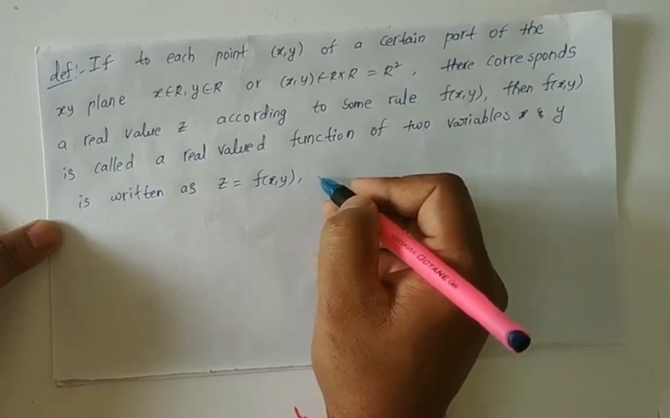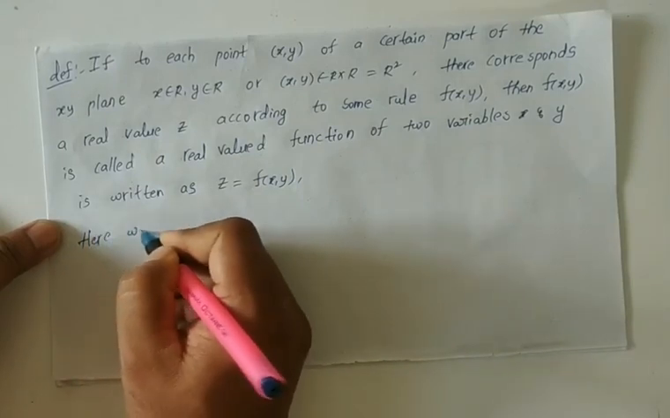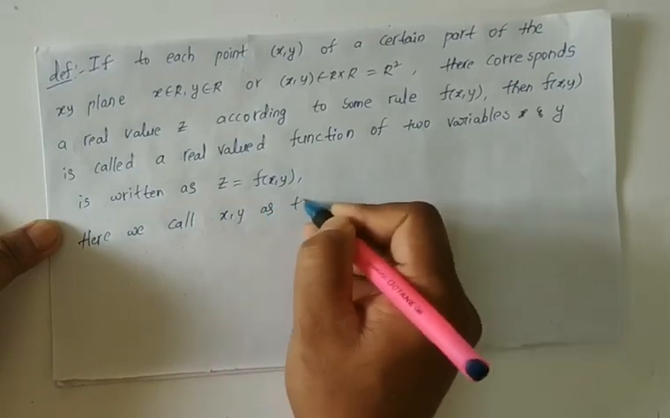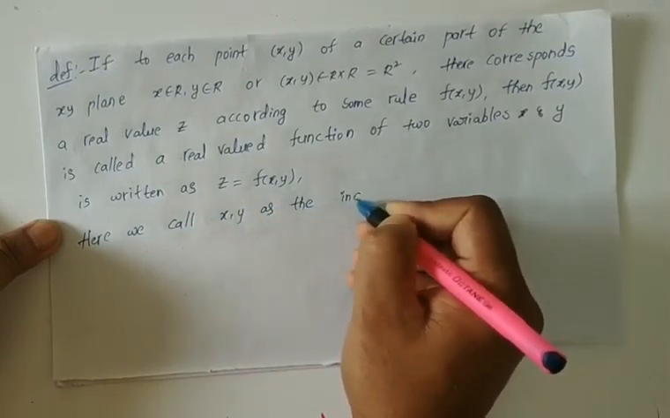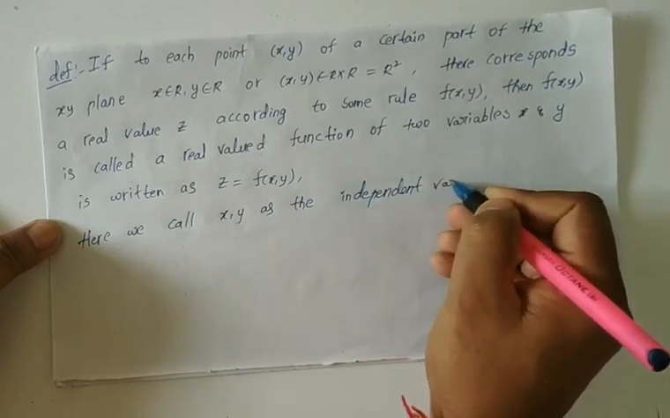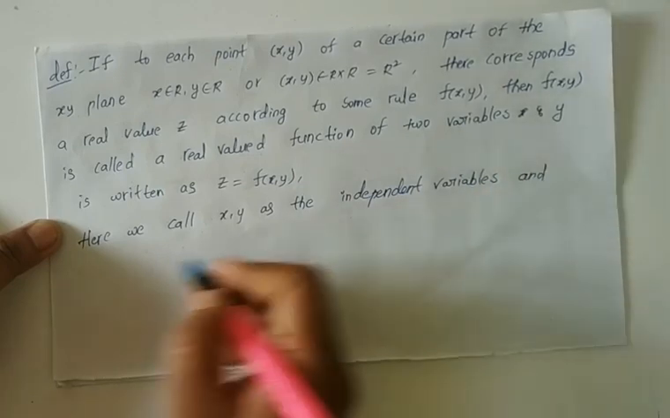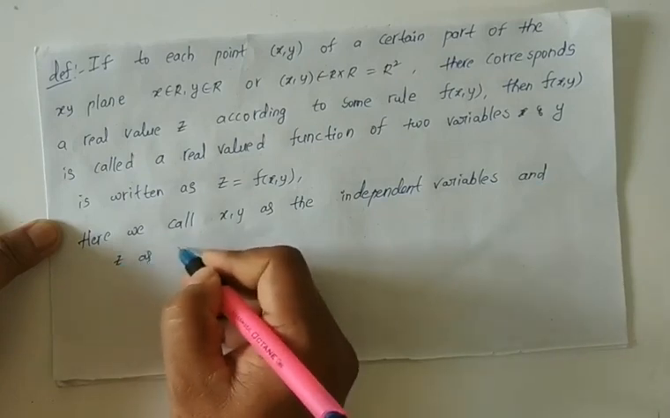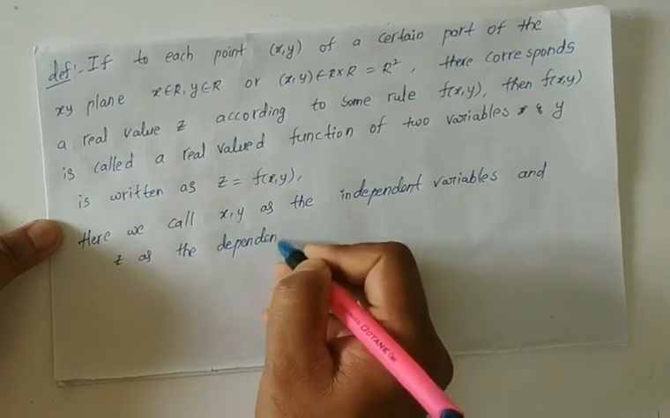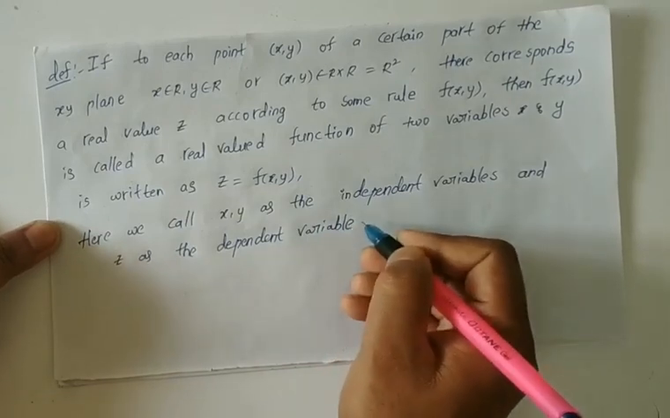Okay. Here we call x comma y the independent variables and z is the dependent variable.